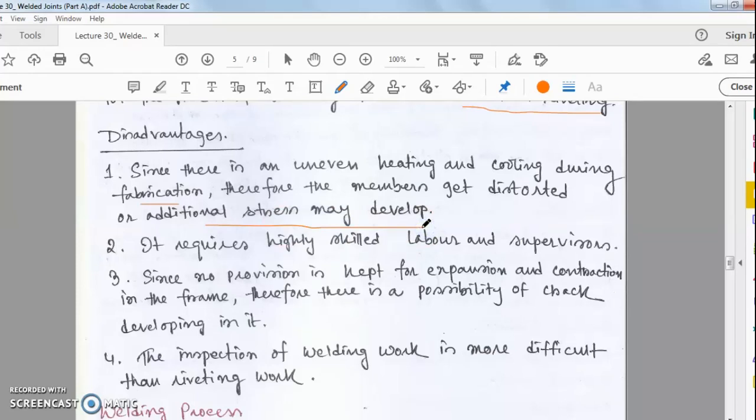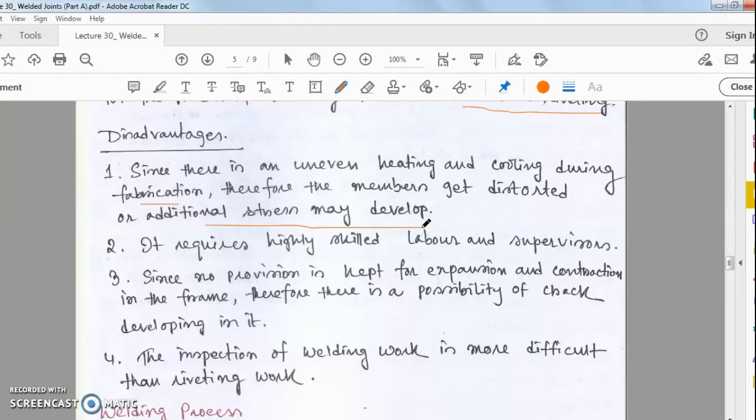The first one is distortion, the second one is residual stress. These are two very crucial problems in the case of welding. One is distortion, another is residual stress, and this is nothing but due to the uneven heating and cooling.